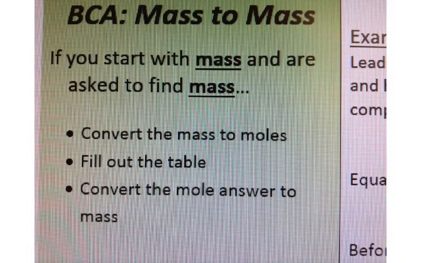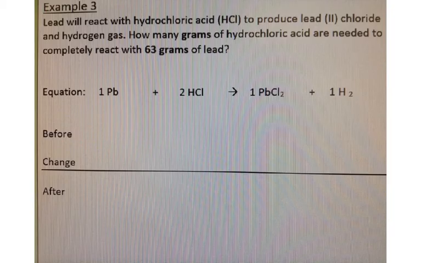Alright, and now a mass to mass problem. Once again, I'm going to need to convert from grams to moles in order to use my BCA chart. Then I'm going to convert from moles to moles, and then finally I'm going to have to go back to grams of my other substance. So what you need to do is figure out what you're given and what you're asked about. Lead will react with hydrochloric acid to produce lead 2 chloride and hydrogen gas. How many grams of hydrochloric acid, so I'm asked about grams of this, are needed to react with 63 grams of lead? So I know I've got 63 grams of that.